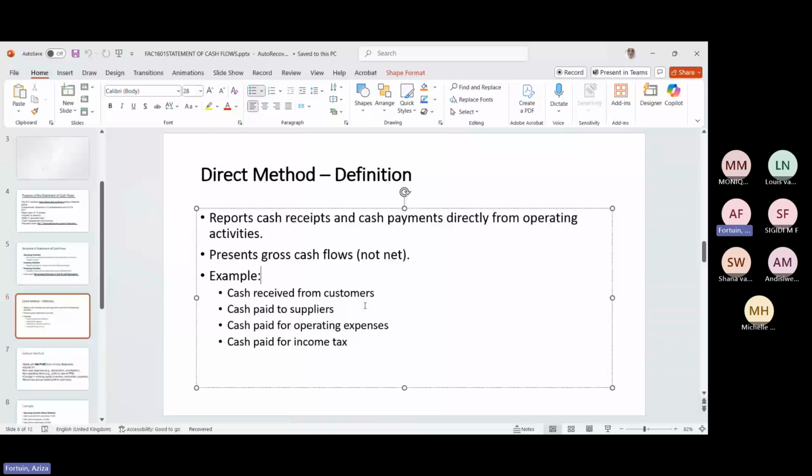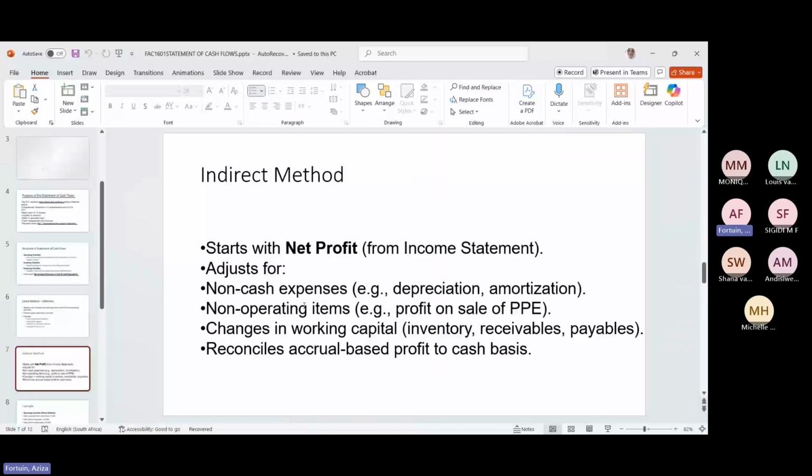The indirect method starts with the net profit from your income statement. It adjusts for non-cash expenses such as amortization and depreciation, non-operating items such as profit on PPE, and the changes in working capital, which is your inventory, receivables, and payables. It reconciles accrual-based profit to cash basis.